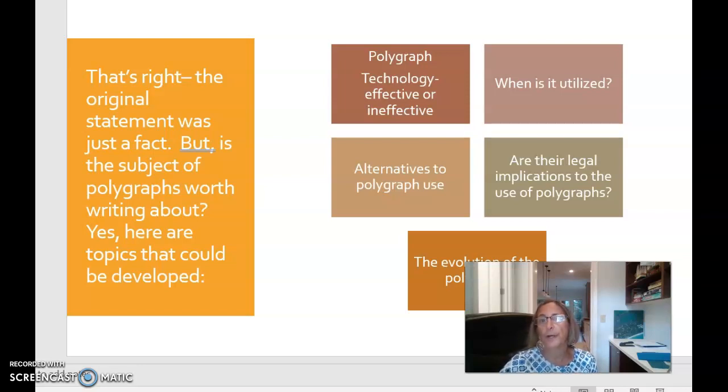You could go the route of writing about polygraph technology, whether it's effective or ineffective. You could explore when polygraphs are utilized, by whom or for what purposes. You could delve into the alternatives. Perhaps there are new technologies or new ways of getting at the same information. You could get into the legal implications of the use of polygraphs because it's been challenged. You could even go into the evolution of the polygraph. How has it developed over time?